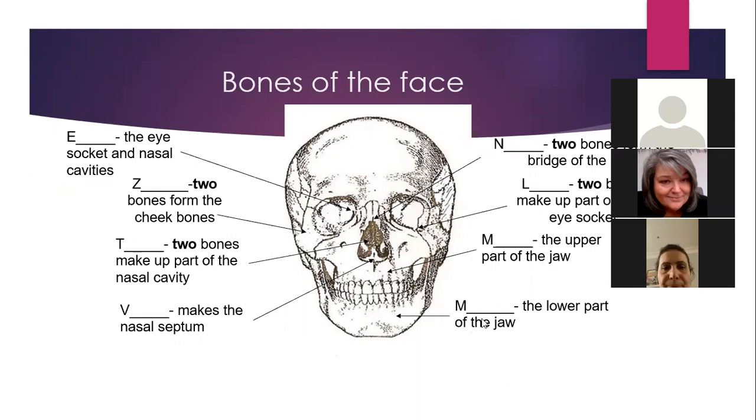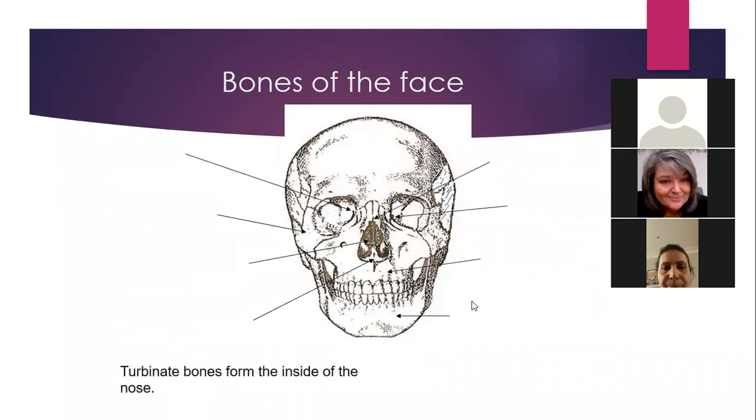Right, so let's go through this one. The first one I'm going to give you is ethmoid. That is the eye socket and nasal cavities. That is the bone sort of right into the inner corners of your eye. Can anybody tell me, you can just unmute yourself if you want to, what the next bone is, or hazard a guess at all?